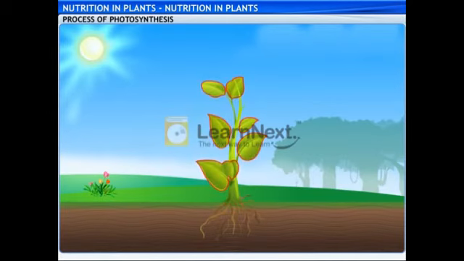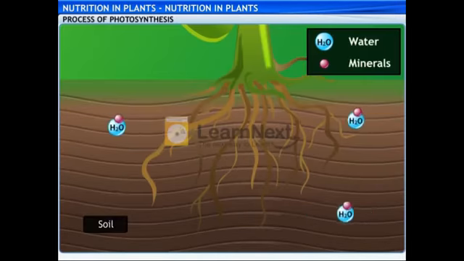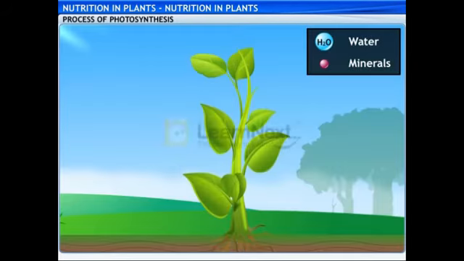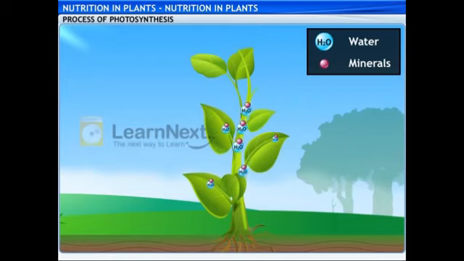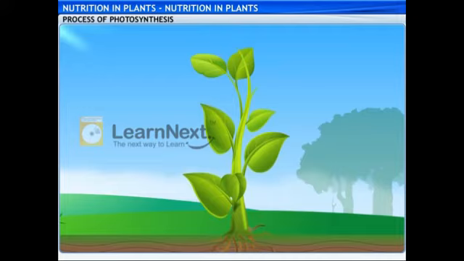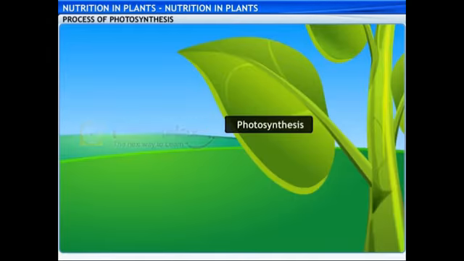Leaves are the food factories of a plant. However, other parts of the plant play important roles too. The roots help by absorbing water and minerals from the soil. The stem or trunk helps by conducting water and minerals to the leaves. However, the actual process of photosynthesis takes place in the leaves.